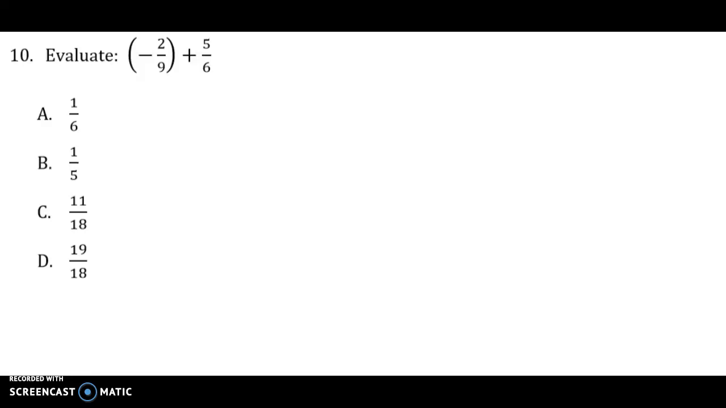In this question, we have to add two fractions, one of which is negative, which is our negative 2/9, and one of which is positive, or 5/6. So before we start this problem, it's kind of worthwhile to think about just how big is 2/9 and how big is 5/6. So 2/9, 2 is a much smaller part of 9 than 5 is of 6.